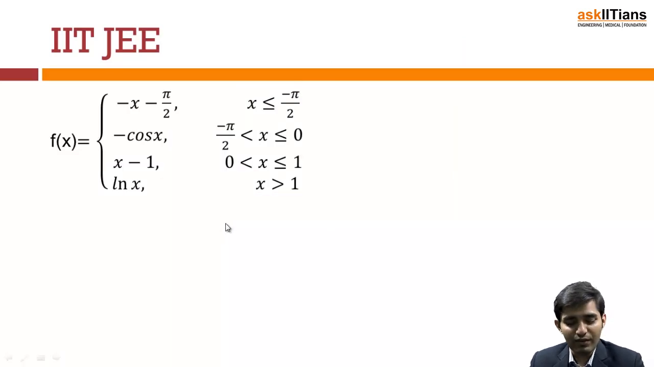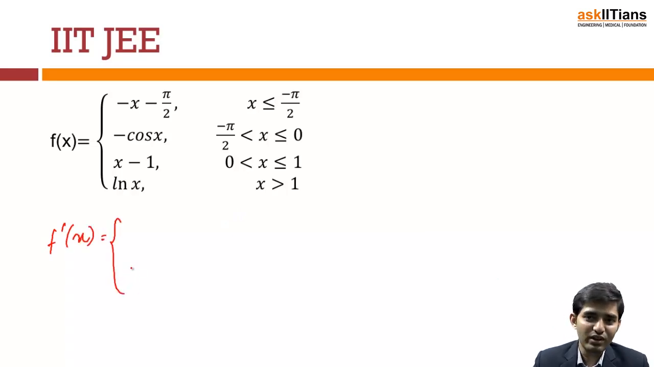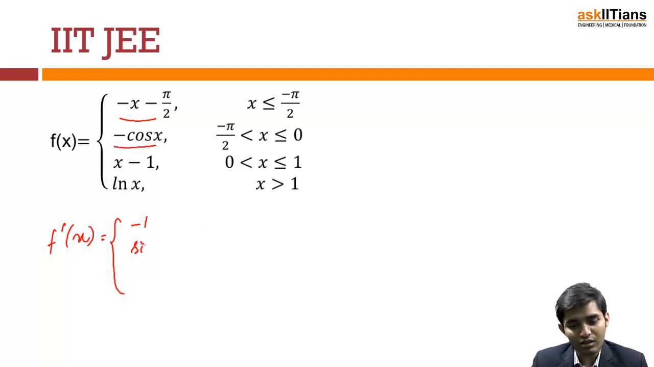Okay, so this is f(x). Now what I will do is I will differentiate this function and I will find out what is f dash x. So I can directly differentiate this function, right? Differentiability I will check by differentiation. So directly differentiating, what will be the differentiation of this? Differentiation of this will be minus 1, differentiation of minus cos x: cos x is minus sin x, so minus of minus sin x, this will be sin x. Differentiation of this will be 1, differentiation of ln x is 1 by x. Okay, this is if x is less than or equal to minus pi by 2, this definition will remain the same, right?